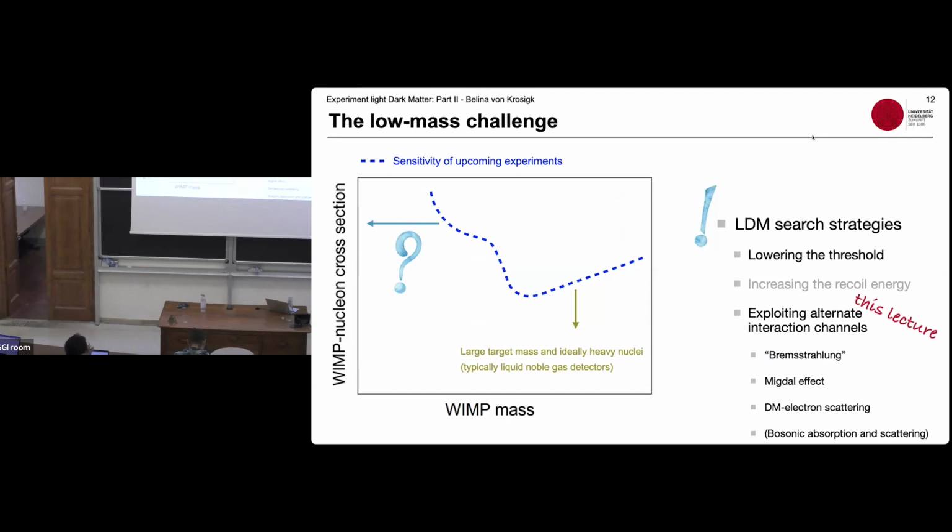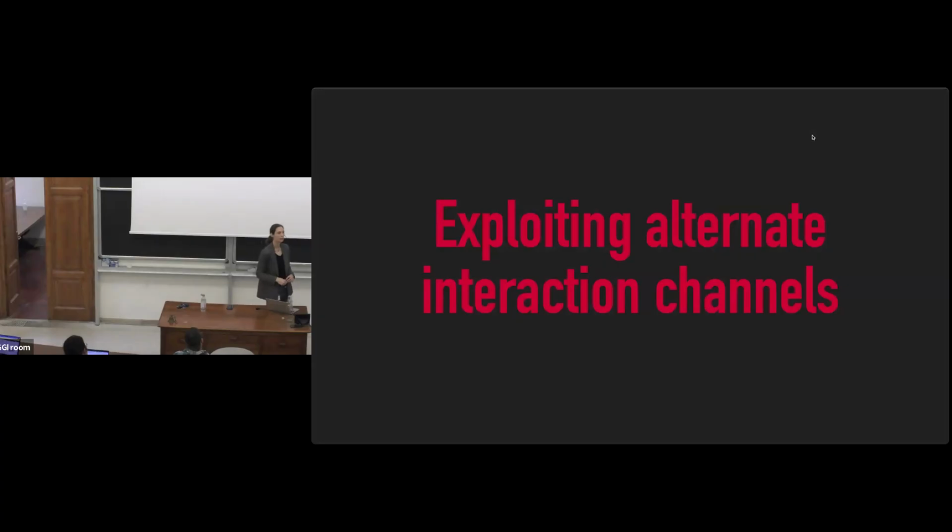And I'm putting this in parentheses because on the left-hand side, I'm showing you WIMP mass over WIMP-nucleon cross-section. These two, actually, this should also be in parentheses, but these two are probing this parameter space. This one is probing a different parameter space, but at least the same dark matter model. And this one is probing an entirely different dark matter model. So when I say exploiting alternate interaction channels, it partially means also moving away from this parameter space. So let's get there.